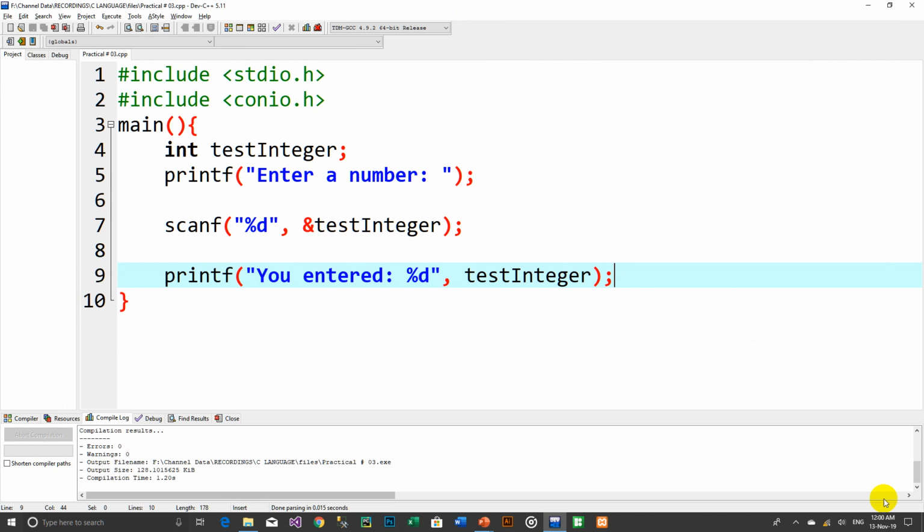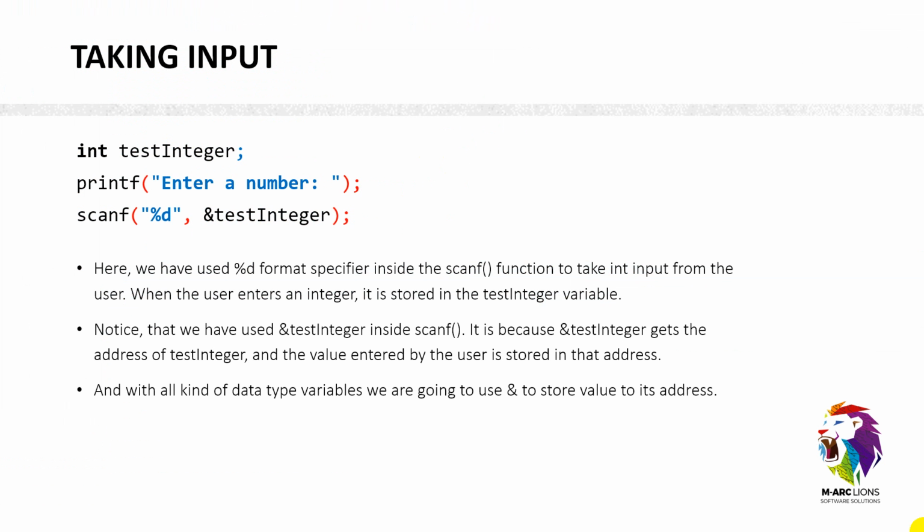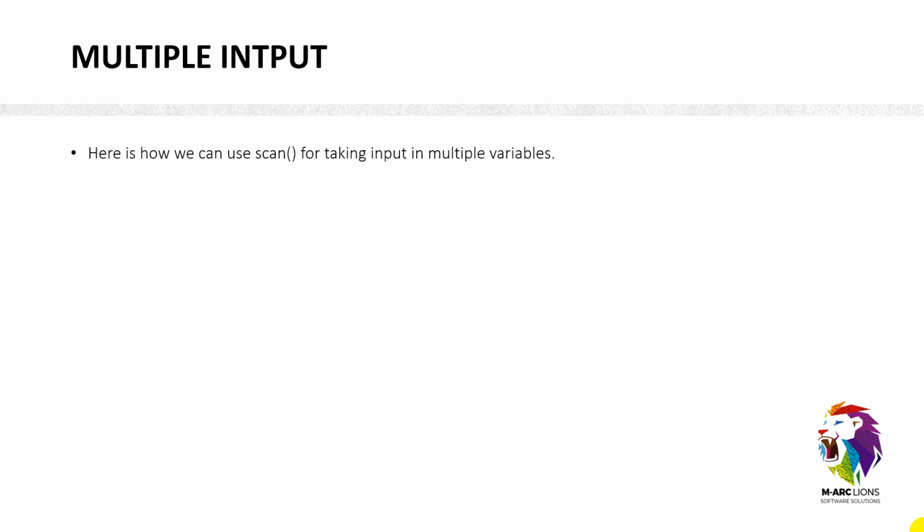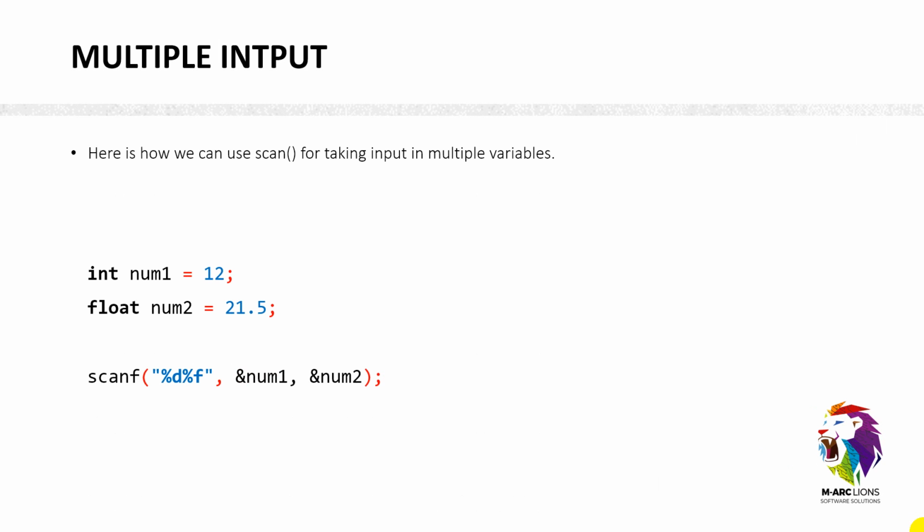So now move back. As we have learned how to take input in an integer, the same scenario you can do with float, with double, and with all of them as well. You just need to place the variable with the & sign, then you can get the input in this. And what if we want to take multiple inputs? Here is how we can use scanf for input in multiple variables. So I'm declaring integer number1 and float number2 is equal to 2.5. It's just a dummy example, and let's have a demo of how we are going to do this.